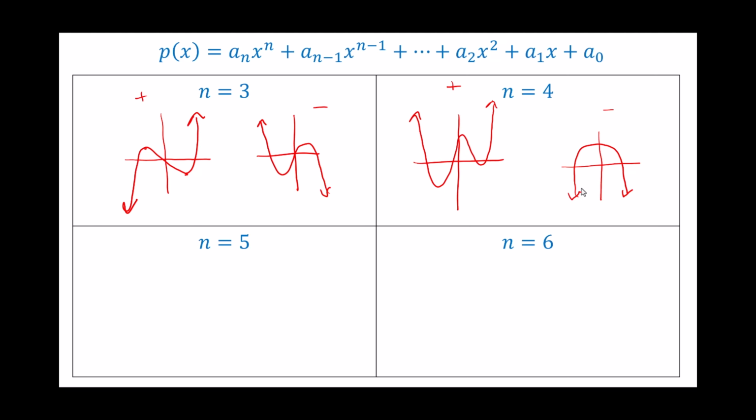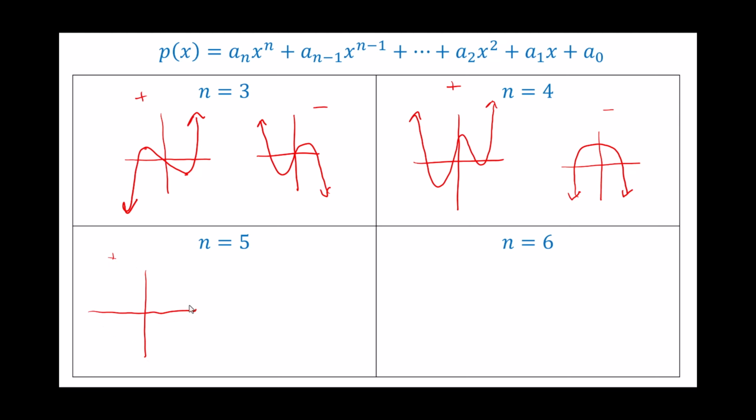Notice here there's only 1 turning point. We said that the number of turning points has to be no more than 1 less than the degree. So a degree 4 polynomial can have at most 3 turning points, but it doesn't have to have 3 turning points. In this case, it has just 1. So you could probably think what the rest of these would look like.